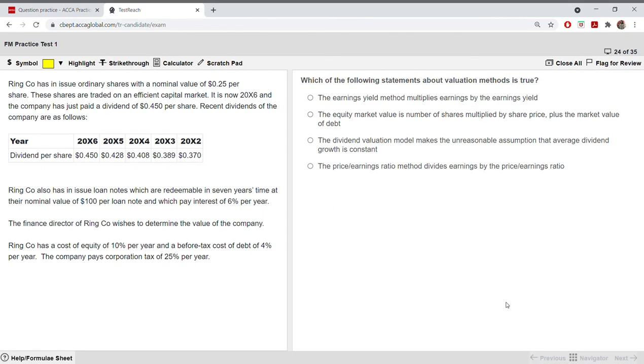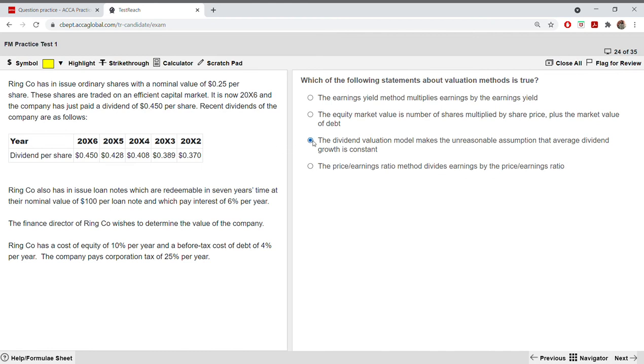Next. Which of the following statements about valuation methods is true? It's true means only one statement. Earnings yield method multiplies earnings by the earnings yield. Is it? Nope, it's not. Equity market value is number of shares multiplied by share price plus the market value of debt. Is it? Nope. Next, dividend valuation model makes the unreasonable assumption that average dividend growth is constant. Yes. For now, it's yes, but don't answer before reading the fourth option. The price earnings ratio method divides earnings by the price earnings ratio. No.